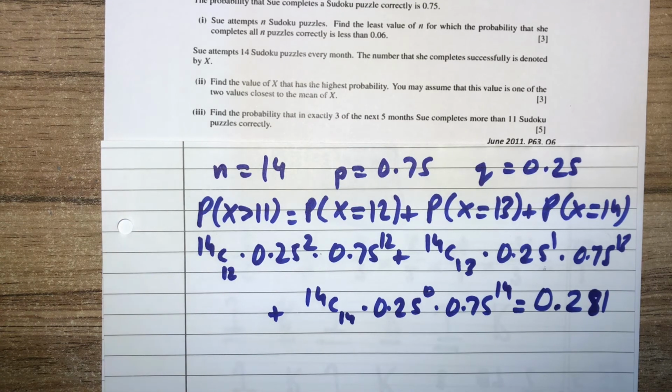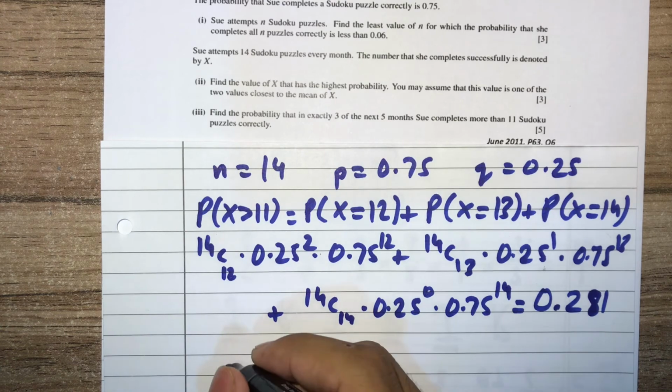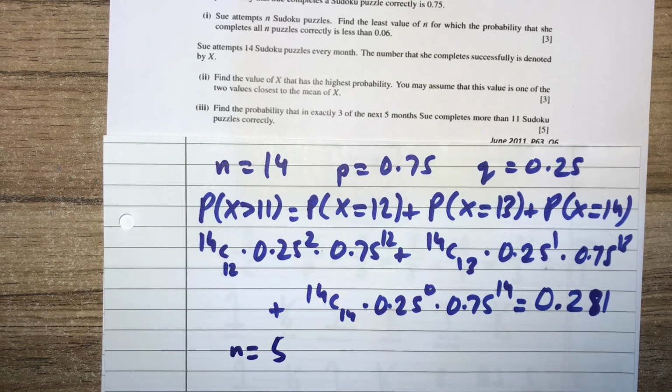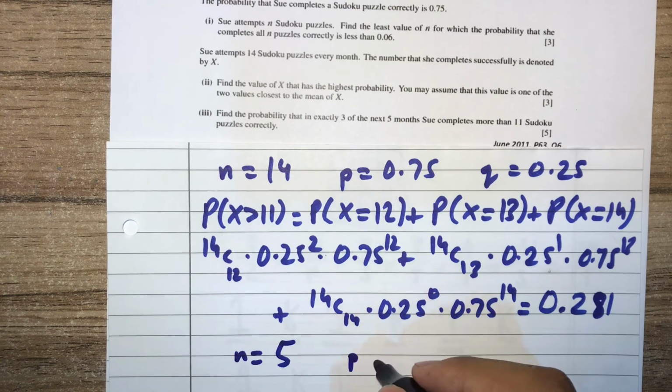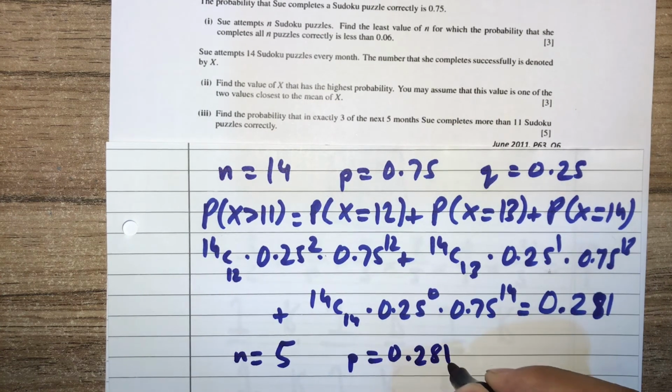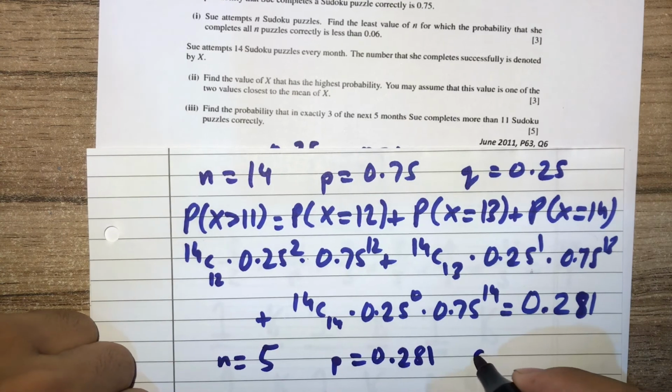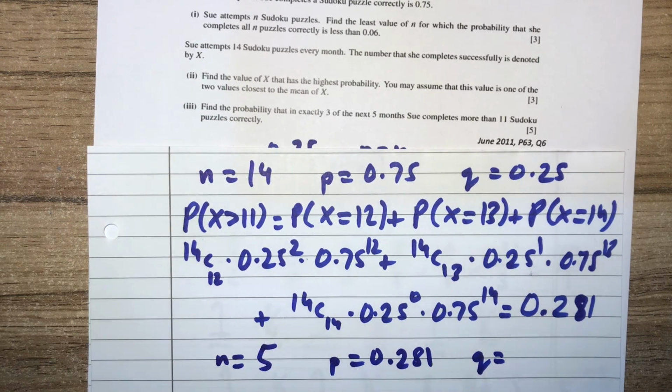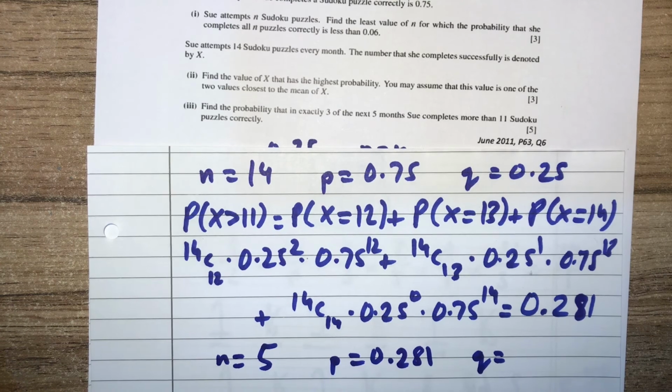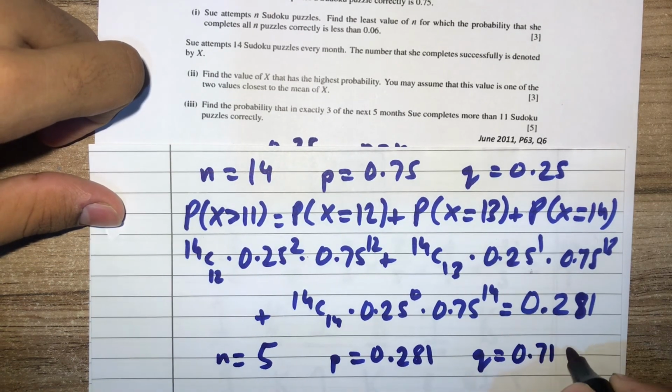Now we have to find the probability that in exactly 3 of the next 5 months she does this. So for this part, now we have another binomial distribution. First we had one for a month, now we have another one for the next 5 months. In that, n will be 5. In that, p, the probability of success, will be 0.281 because success is completing more than 11 Sudoku puzzles. And for failure, it will be 1 minus 0.281, which is 0.719. Right?